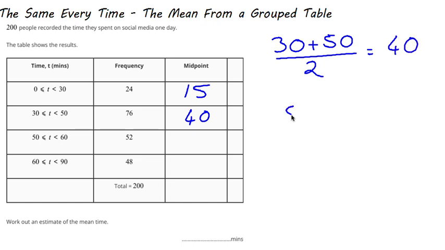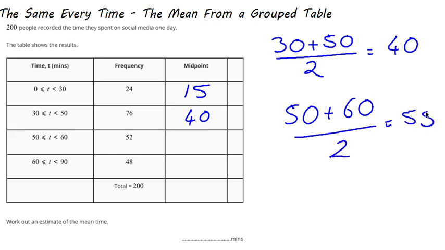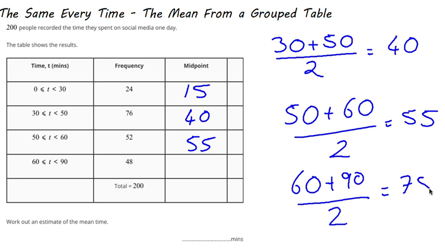So the next group, 50 to 60, to find the midpoint, 50 plus 60 is 110, divide by 2, that gives me 55. So that's a nice method of finding the midpoint, especially when they do become a little bit complicated. 60 to 90, for example, might not be obvious to everybody what the number halfway between 60 and 90 is, but if I add together 60 plus 90, and then I divide by 2, that's 150 divided by 2. So the midpoint is going to be 75.